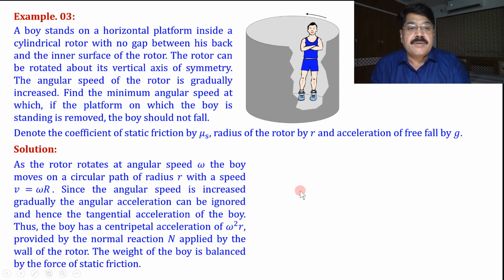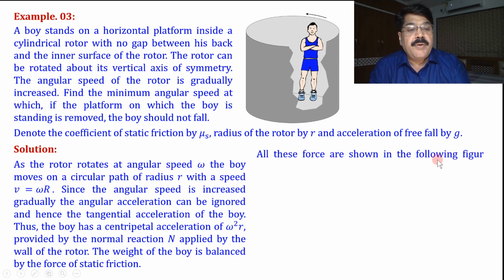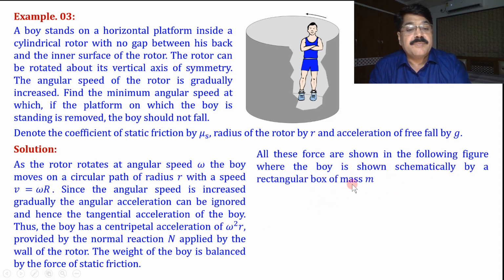Now we have to make the FBD, show all the forces, and equate them to the kinetic diagram. Of course, it is obvious to use a laboratory frame or ground frame, which is inertial. All these forces are shown in the following figure, where the buoy is shown schematically by a rectangular box of mass m. When you are solving the problem, I will not recommend drawing a buoy; just show it schematically by a rectangular box like that.